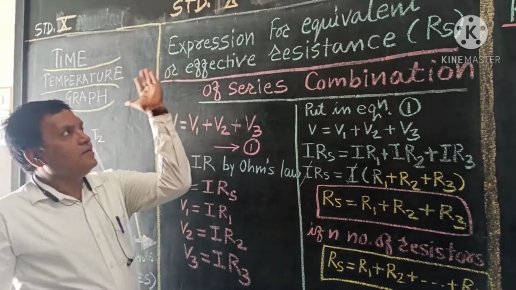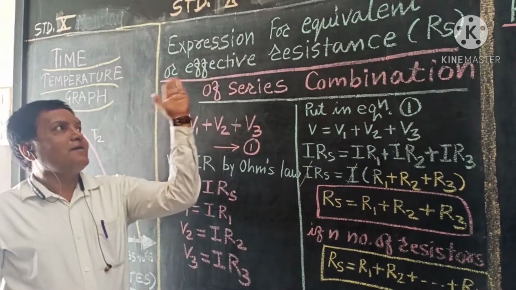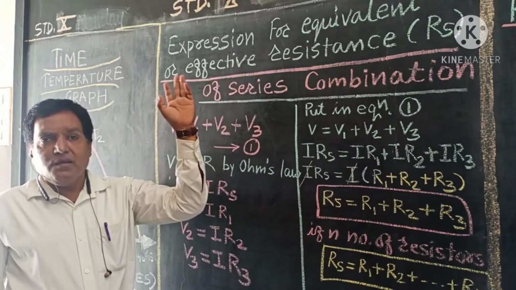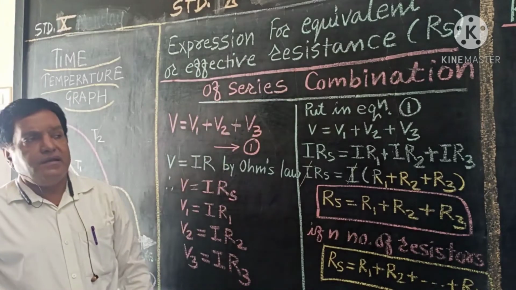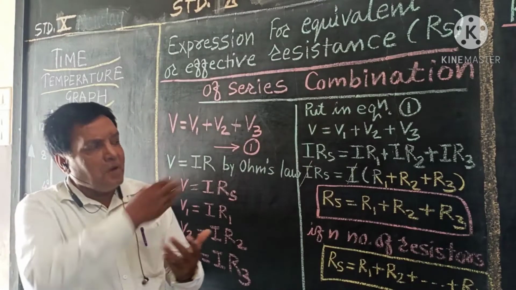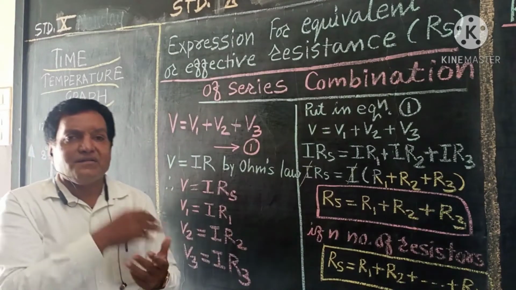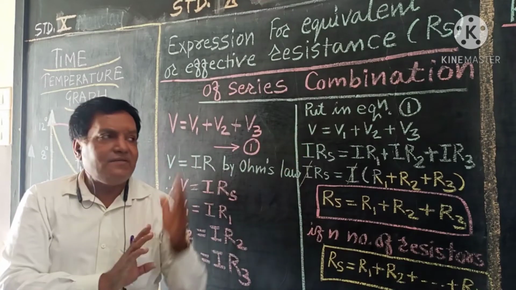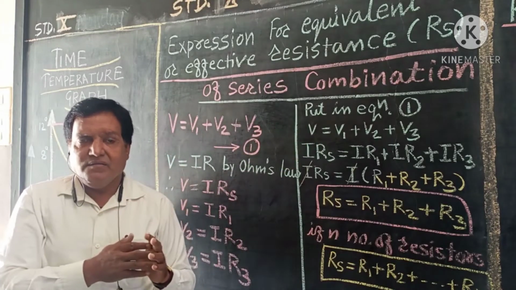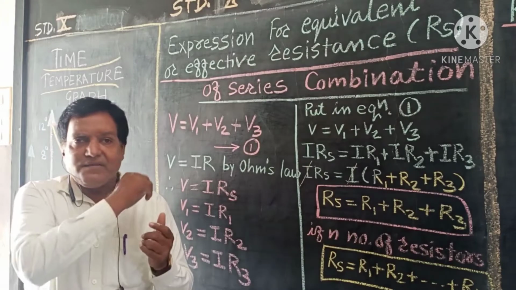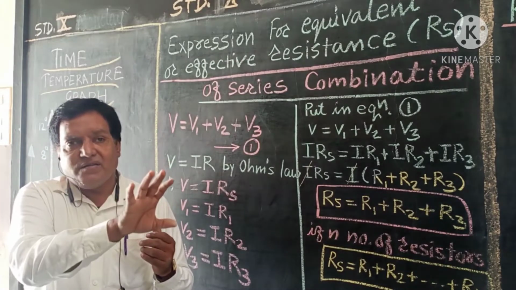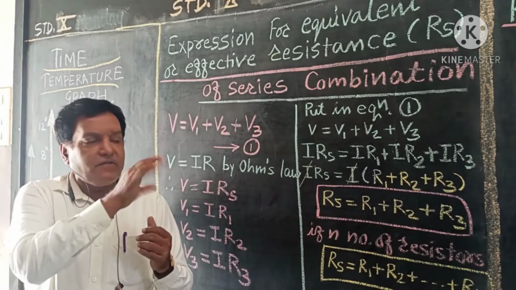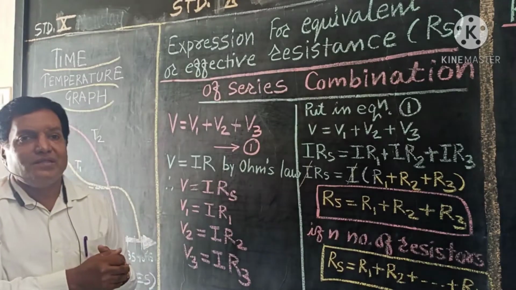Here we have to find out the expression for the equivalent or effective or total resistance of a series combination. Here we have taken 3 resistors. If there are many resistors, 50 or 100 resistors, connected in that same manner, back to back, one after another, they carry the same current, but the voltage or potential difference is different: V1, V2, V3, V4.